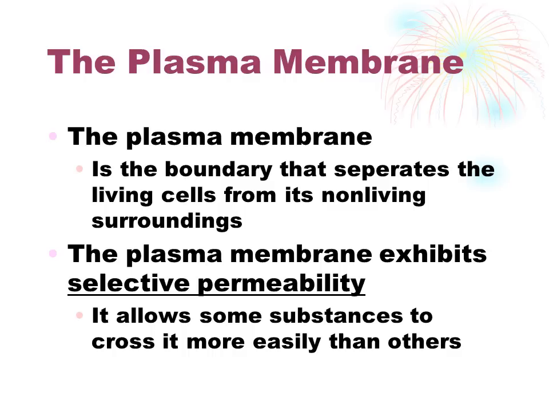Here it says the plasma membrane is the boundary that separates the living cell from its non-living surroundings, right? So it allows everything that's inside of our cell to stay away from the external environment. And below this, it says the plasma membrane exhibits something they call selective permeability. If you break that down, what does that mean? Well, it's selective, allowing some things in while keeping other things out.